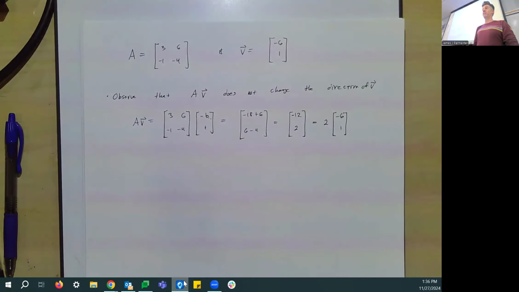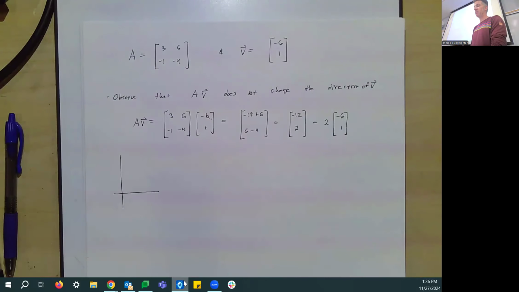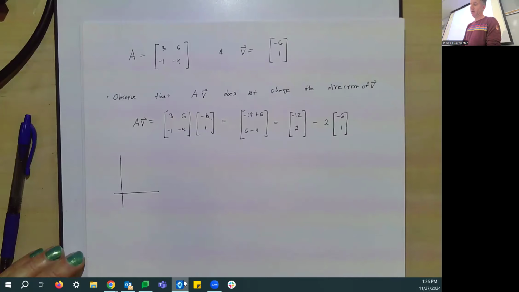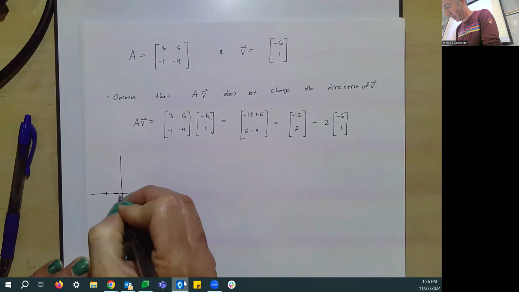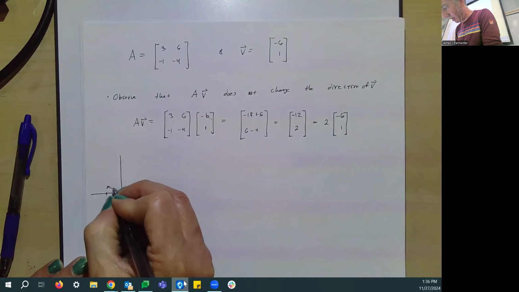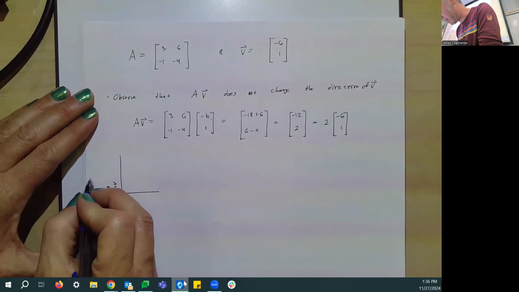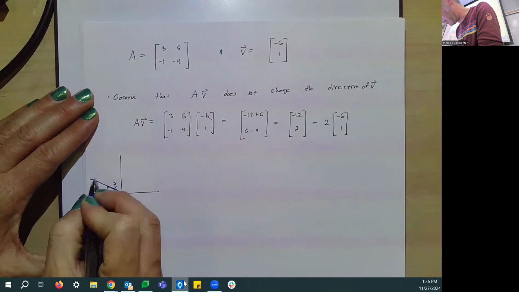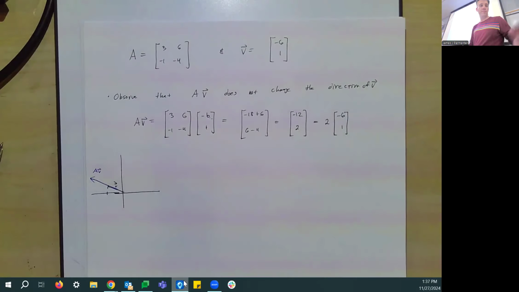So what this matrix multiplication has done is it has preserved the direction of our vector, but it's lengthened it. So if our original vector was, we'll make our scale real small here, negative 6, 1, then A times V just doubled it and gave us something pointing in the same direction, negative 12, 2. Cool.